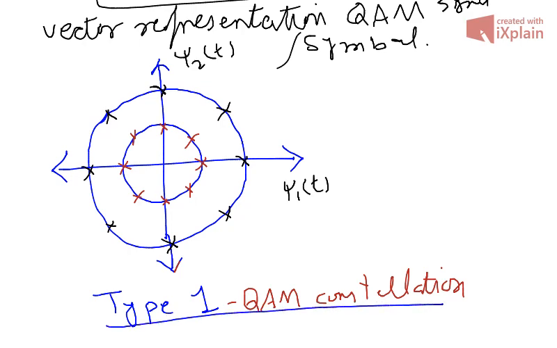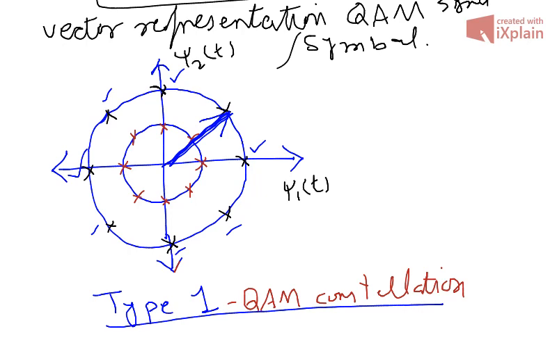Let's observe this type 1 constellation, and we can see that all the signal points on the outer circle have this phasor, right? This vector, on the outer circle, and the length of this vector is the same for all of these points on the outer circle. The length of the vector is the square root of the energy, right?